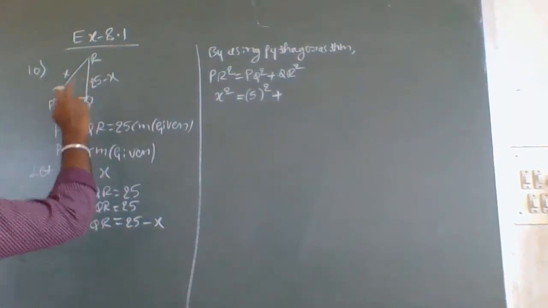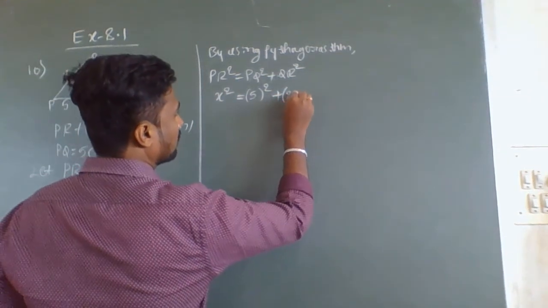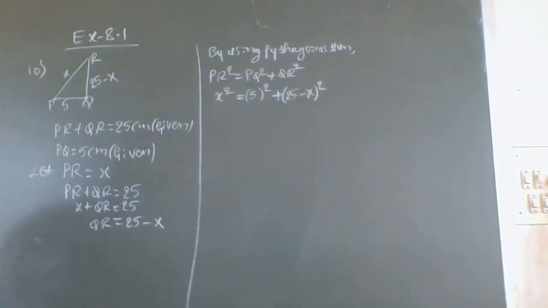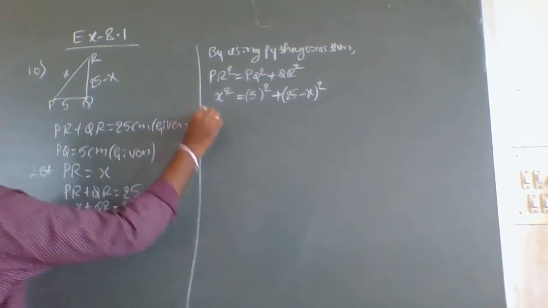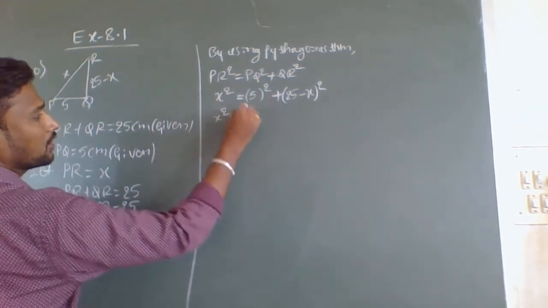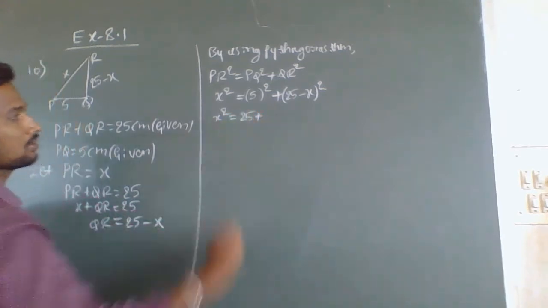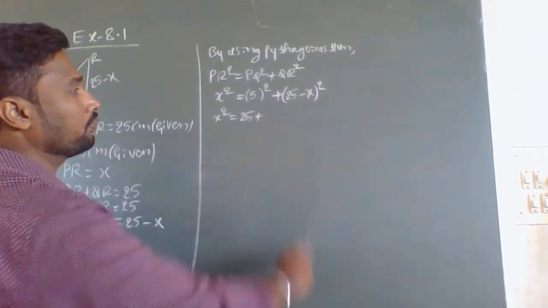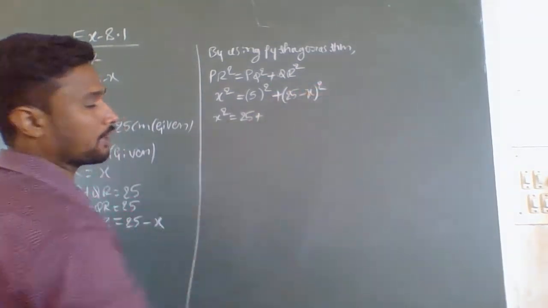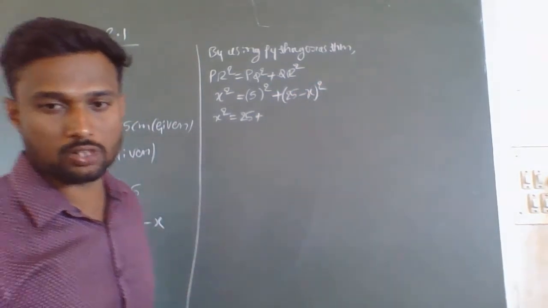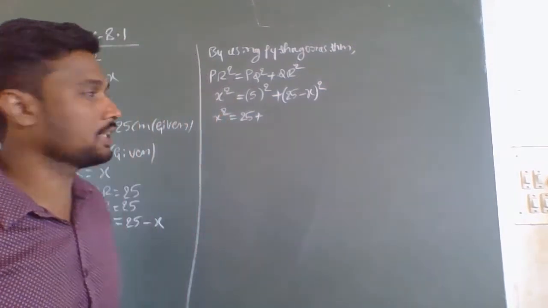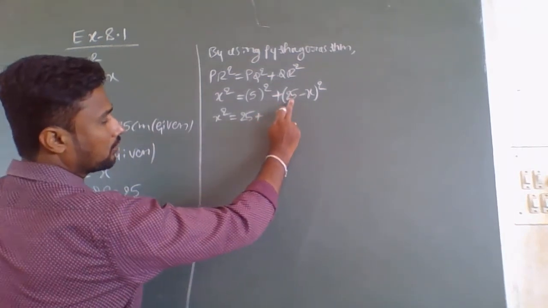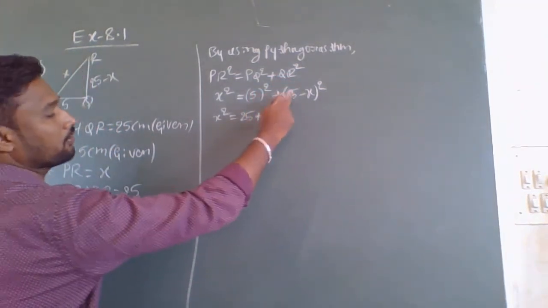The length of QR is 25 minus x, so (25 minus x) square. Okay. So now x square equals 5 square, which is 25, plus (25 minus x) square, and this is in the form of (a minus b) whole square. So what is the formula? (a minus b) whole square means a square plus b square minus 2ab. Here the a value is 25, so a square means 25 square.